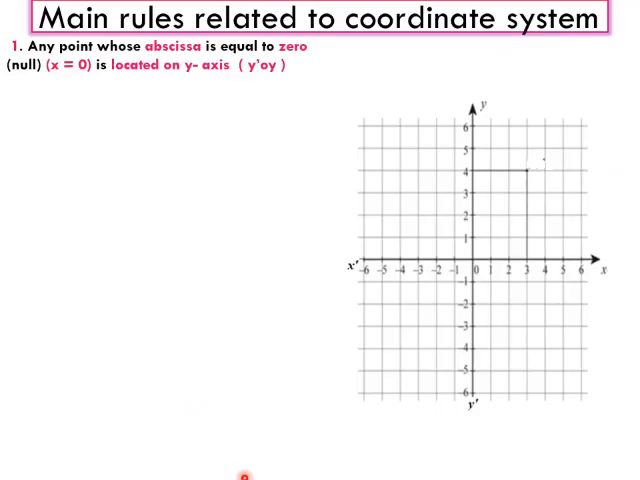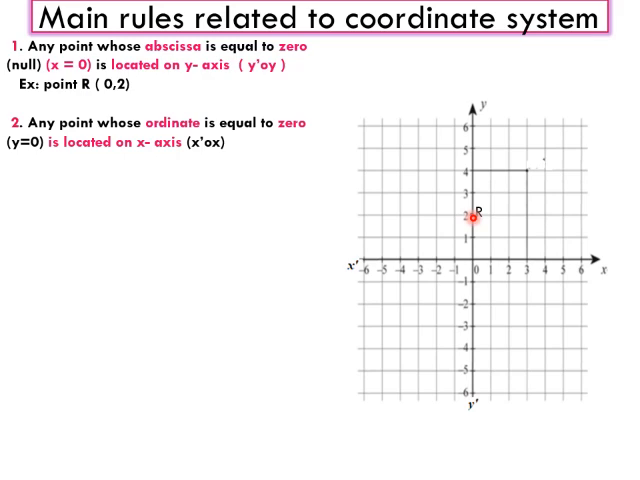Main rules related to coordinate system. Any point whose abscissa is equal to 0 means x equals 0 is located on y-axis, the y prime or y. For example, point R of coordinates 0, 2. First, we start at the origin. We do not move to the right nor to the left, since the abscissa of R is equal to 0, but only we move 2 units up along the y prime or y, since the ordinate of R is equal to 2. So R is located here. It's located on the y-axis.